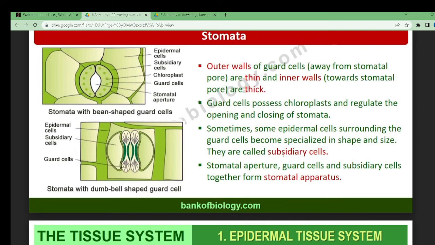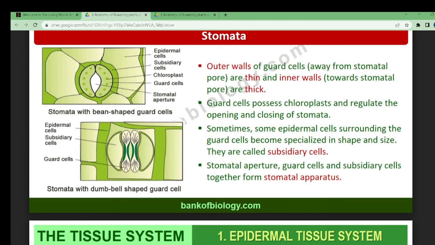Now, sometimes some epidermal cells surrounding the guard cell become specialized in shape and size, and they are called subsidiary cells. So surrounding the guard cell, some specialized cells are present. You can see here these two dumbbell shaped guard cells, and after that some subsidiary cells at the side, like neighbors we live together with. In a similar manner to the guard cell, the neighbors are subsidiary cells.